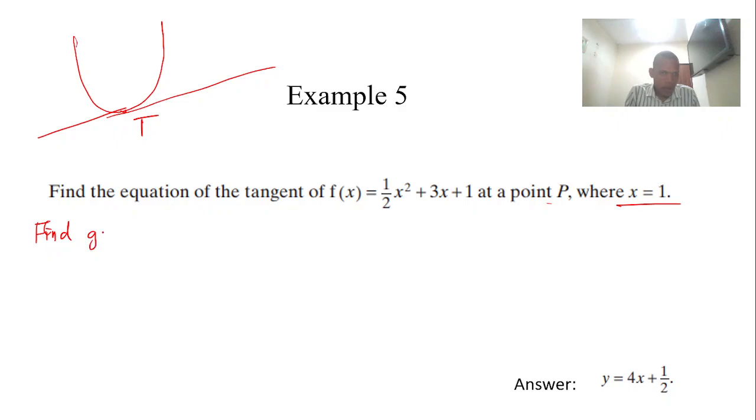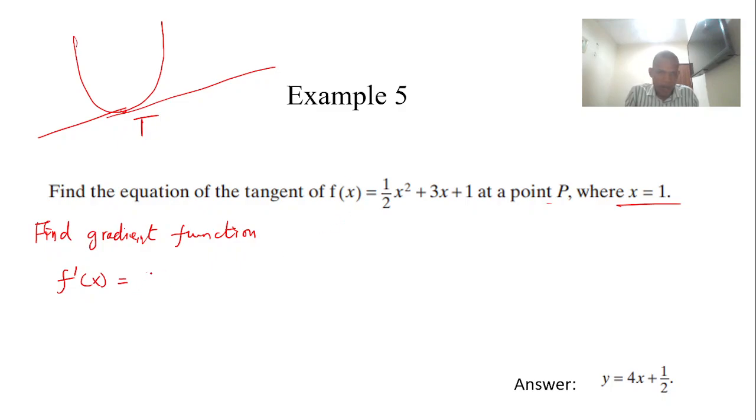gradient function. So you must find the gradient function. That's the first thing you have to do. And what is the gradient function? That means it's just your first derivative, which is f prime of x. So now this is your gradient function. Now differentiate your function once.